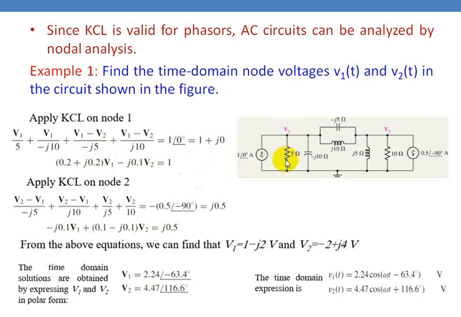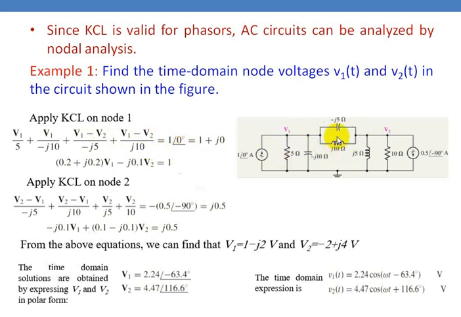Current through this is V1 minus 0 divided by 5, that is V1 divided by 5, and in this it is V1 minus 0 divided by minus j10, just you can write it as V1 by minus j2. Then current through this minus j5 ohms, V1 minus V2 divided by minus j5. So that is this term. Coming to this term, this inductance, current in this is V1 minus V2 divided by j10.